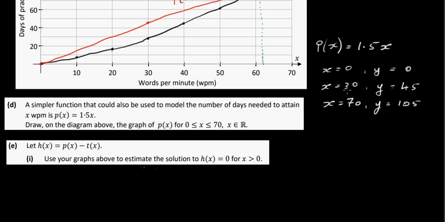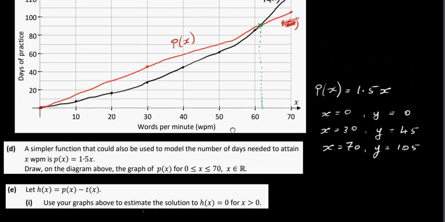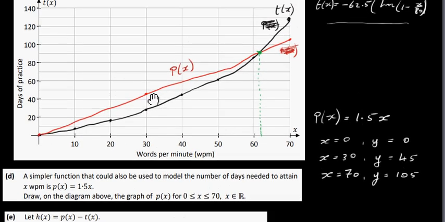30, that's when I put that in, 1.5 times 30 is 45. I've also picked this one here at 70, at the other end of the graph. So x is equal to 70, so 1.5 times 70 will give me 105. And I've drawn those 3 points here, here, and connected them up.